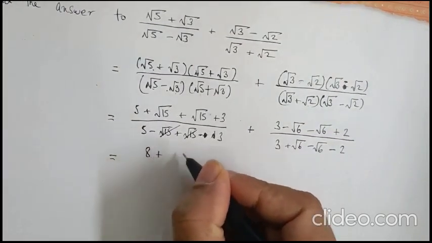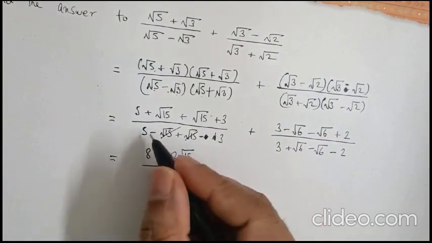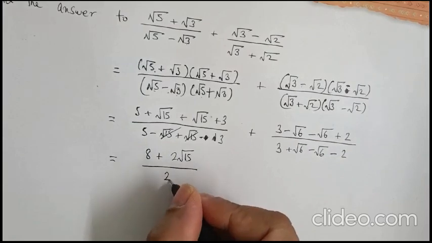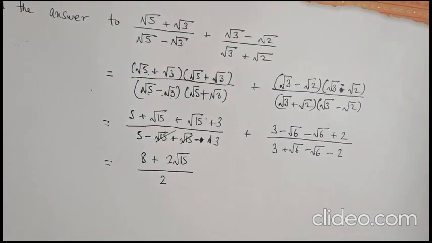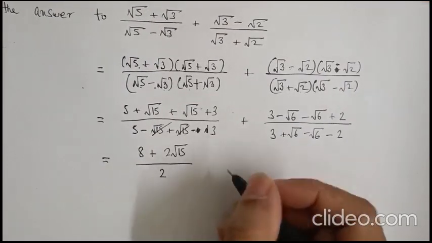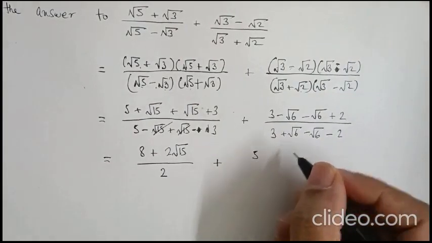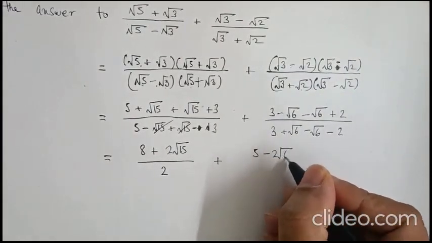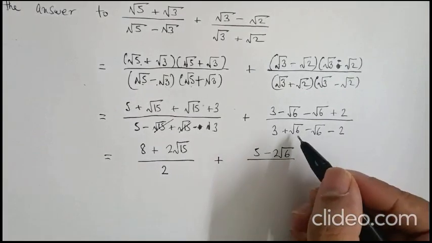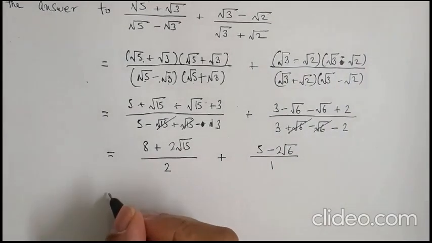We have 8 plus 2 into square root of 15 divided by 5 minus 3, which is equal to 2. Right, kids? Yes? Plus 3 plus 2 is 5, minus 2 square root of 6 divided by, these two get cancelled, 3 minus 2 is 1. So what do we have finally?